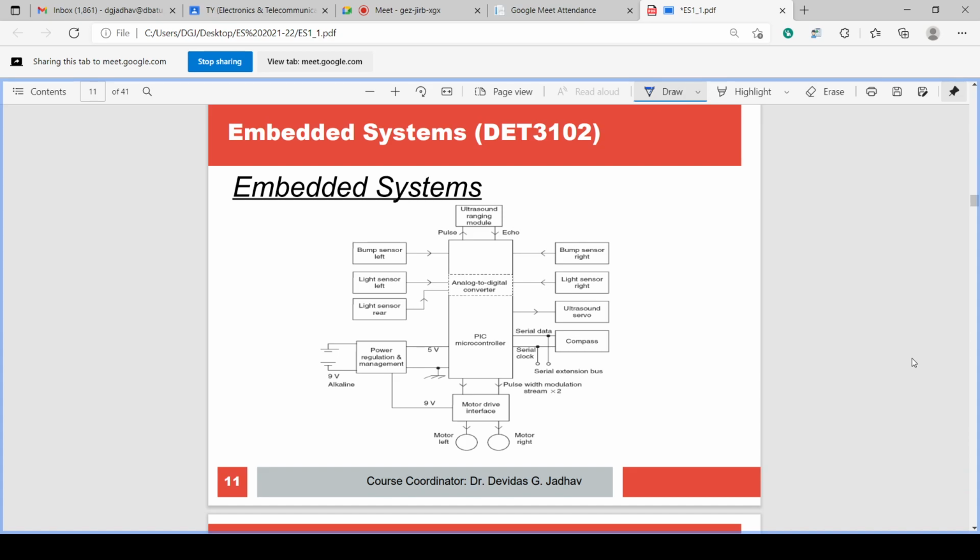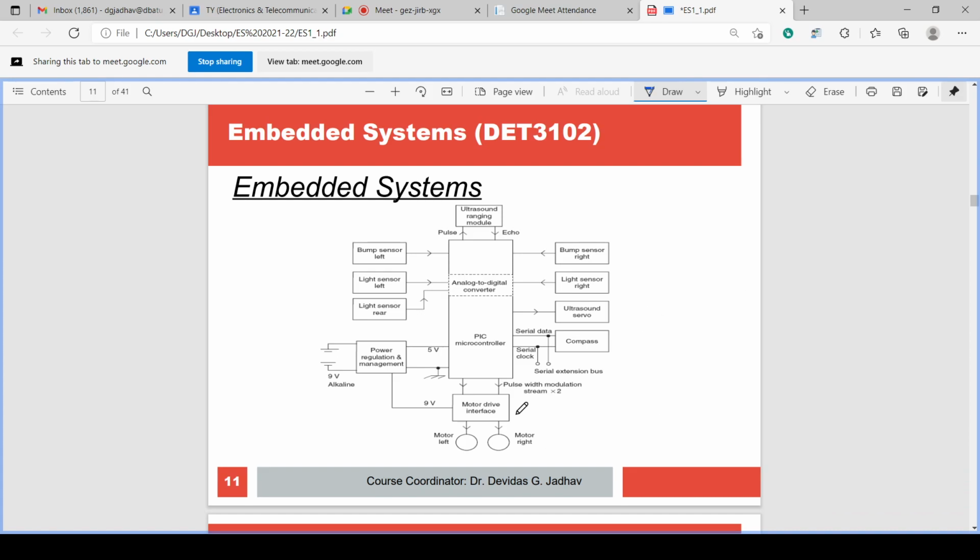Why does it require a conversion from analog to digital signal? Because the microcontroller can understand only digital signals, and an external sensor may generate an analog signal. So the analog signal generated by the external sensor has to be converted into digital with the help of the analog to digital converter. Some sensors require analog to digital conversion.